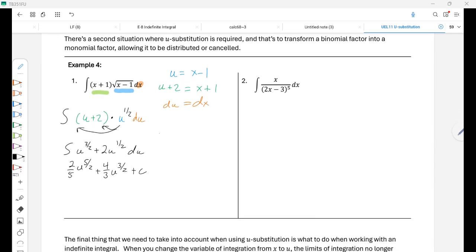And last but not least, we'll make our u's x minus 1s. So we have 2/5. Honestly, I'm just going to leave it as x minus 1 to the 5/2 power. I don't think it looks any nicer with x minus 1 being raised to the 5th power inside a square root. And then plus 4/3 x minus 1 being raised to the 3/2 power plus c. Each of those could be the thing raised to the whole number power with a square root sign around it, but I don't think that adds anything to our problem.